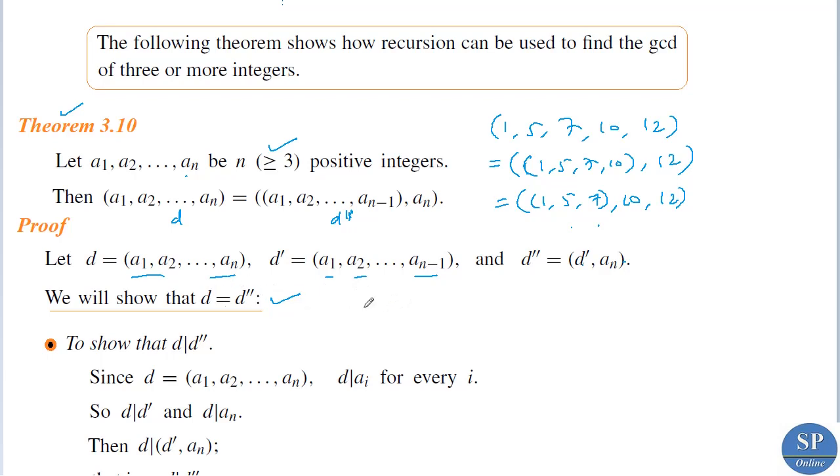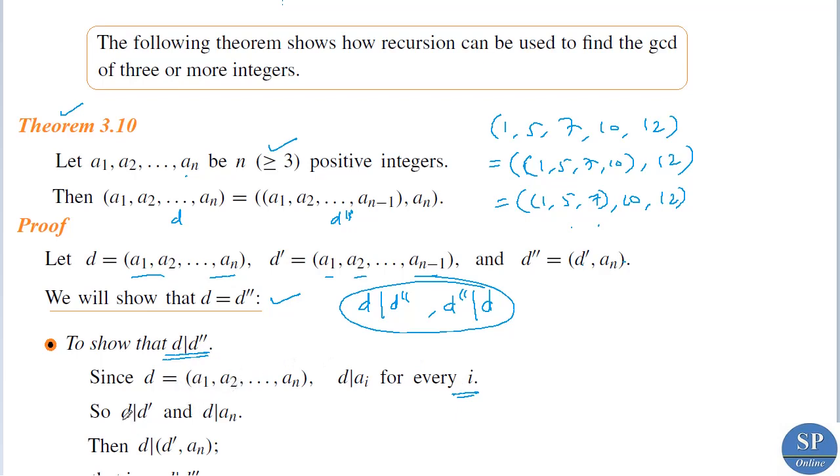To prove this, we are going to prove that d divides d double dash and d double dash divides d. So from this we get d equal to d double dash. So first we are going to show that d divides d double dash. Since d equals the GCD of a1, a2, etc., an, we have d divides a1, d divides a2, etc., d divides an. That is, d divides ai for every i. This is by the definition of the GCD.